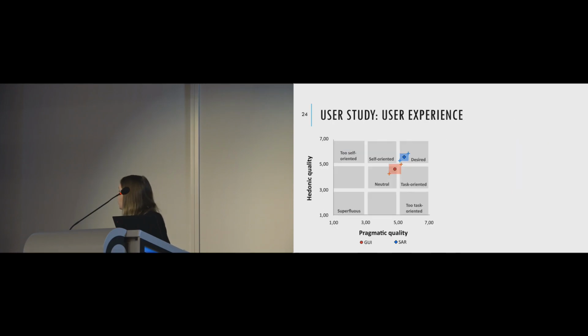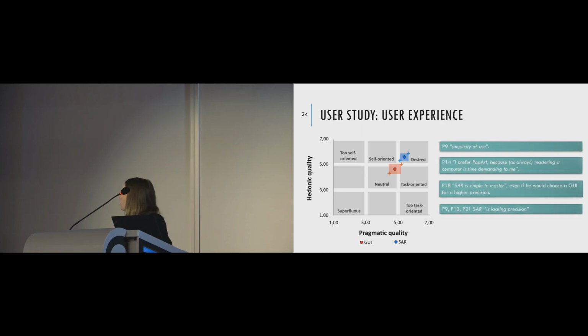Regarding user experience, this is a portfolio of attractiveness. In blue with a square, the SAR condition is rated as desired. And in red with a circle, the GUI condition is between neutral and task-oriented. So regarding this questionnaire, SAR is better and easier than GUI, and that is what the participants say as well.